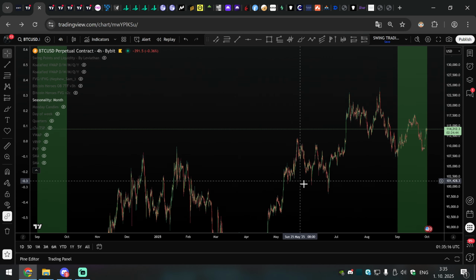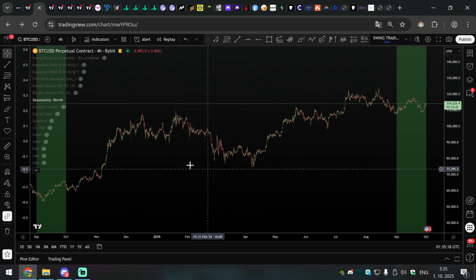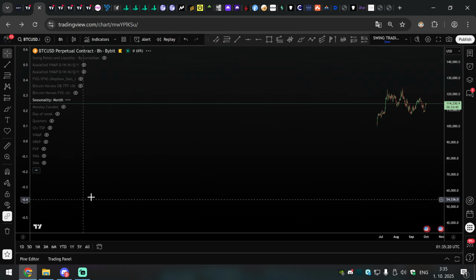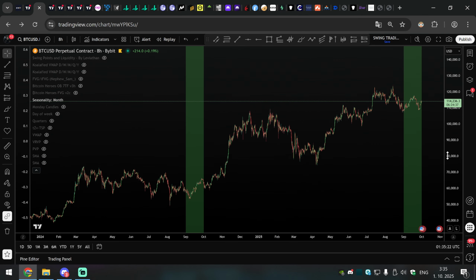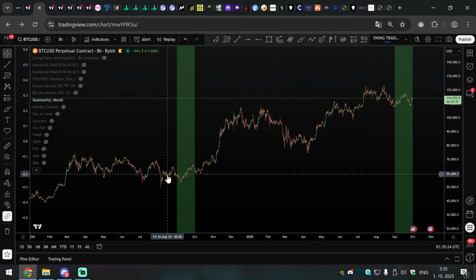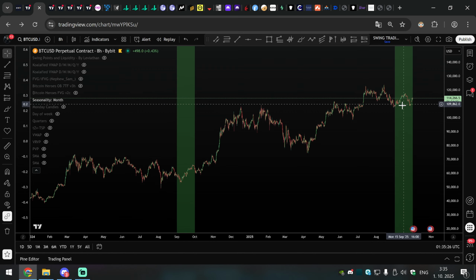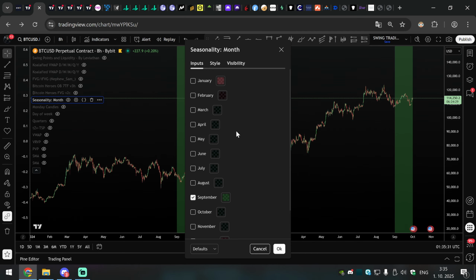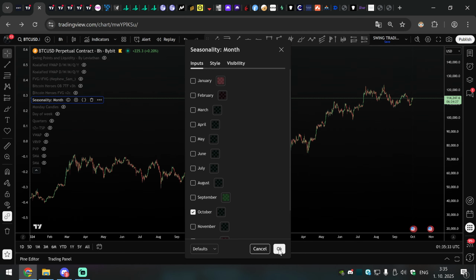So seasonality, I was already showing you. This is more focused on monthly. See, last September we were pushing up. This September we are also pushing up, but we are giving up the gains. Let's see how October is looking.